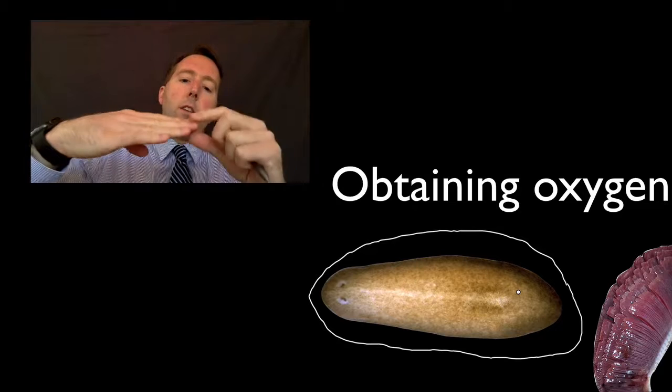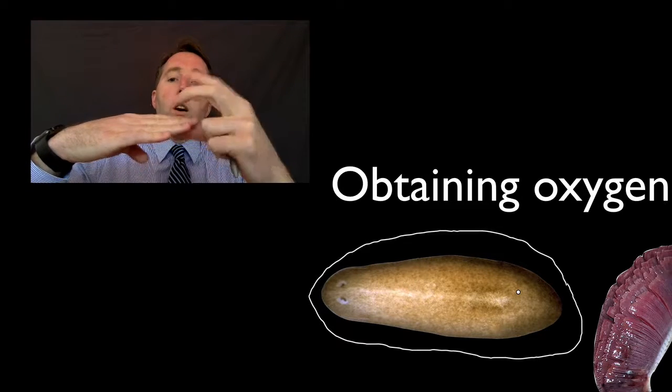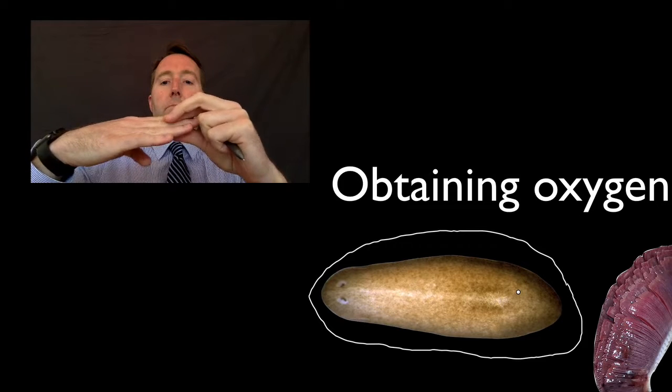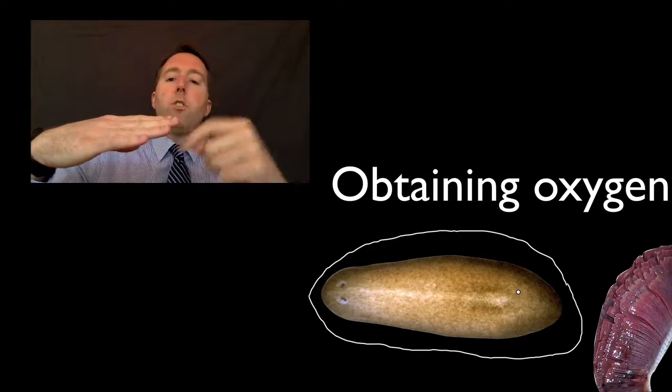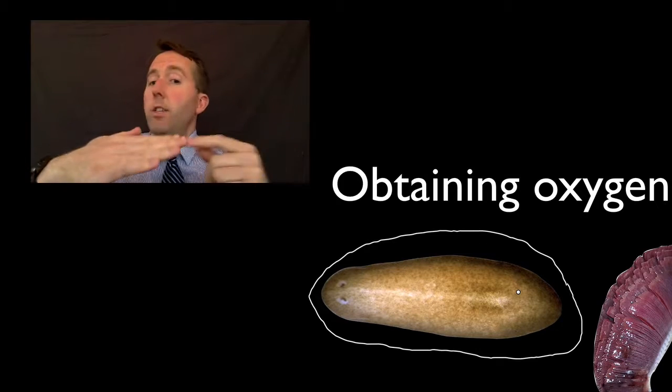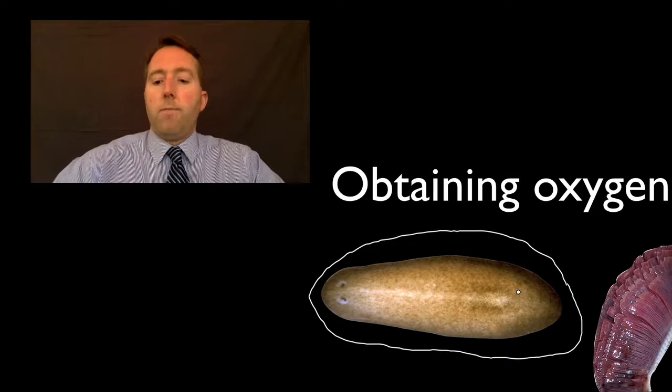Because it's so flat, it's only a couple of cells tall, or a couple of cells flat. And because of that, oxygen is able to diffuse across and get to all the cells. Every single cell needs oxygen, but it's so flat that oxygen can just get to every single cell.